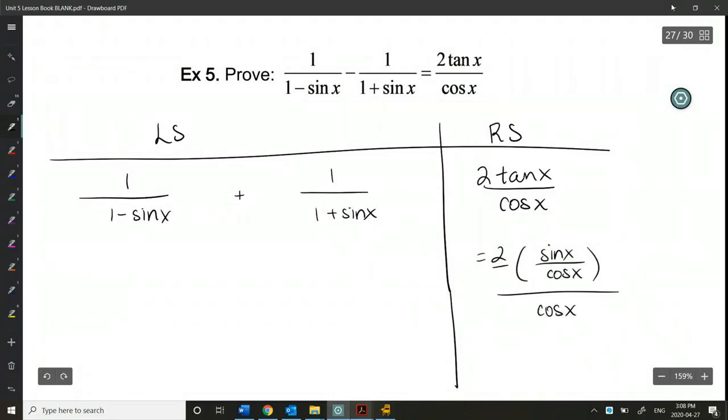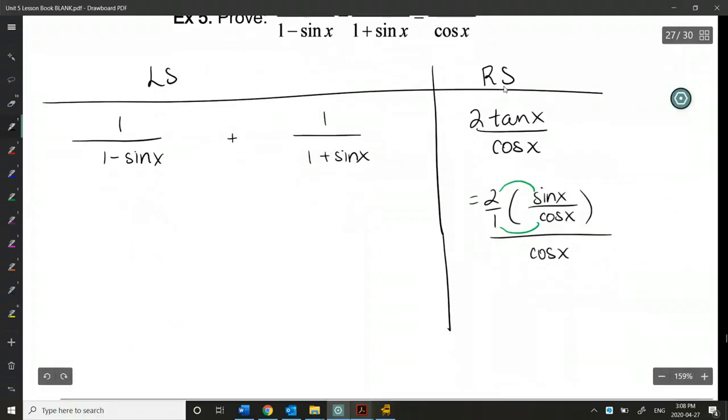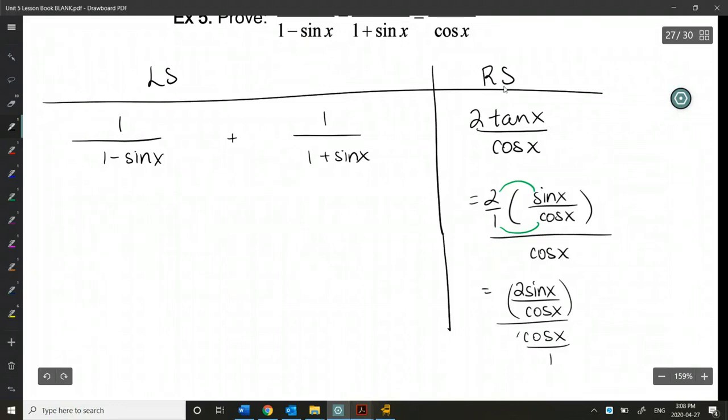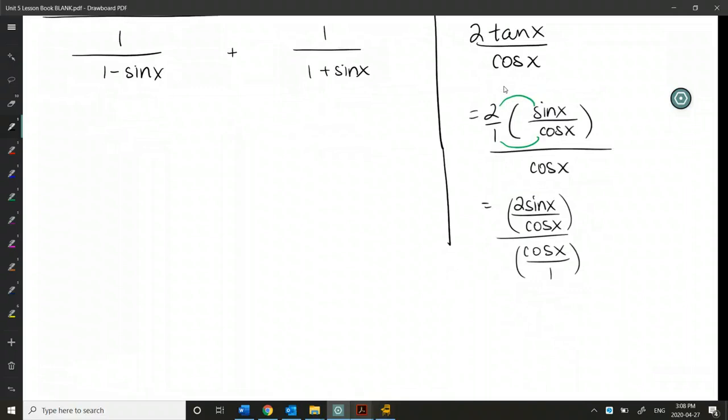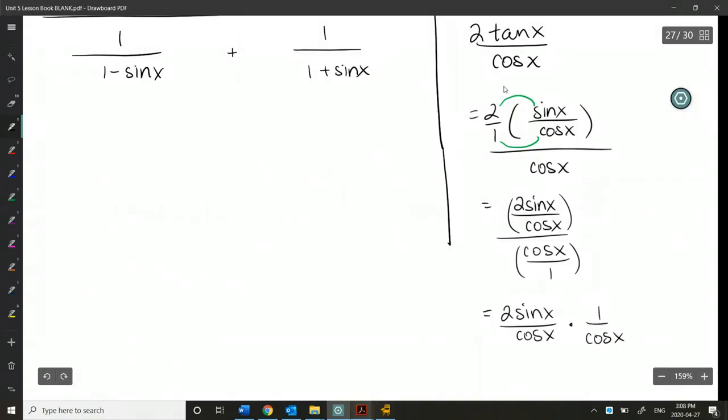And this is all over cos x. And remember, this is technically 2 over 1. So when I multiply this in, I'm multiplying 2 times sine and 1 times cosine. So let's get that top fraction simplified here. We'll have 2 sine x over 1 cos x divided by cos x. And this cos x technically has a denominator of 1. So when I divide fractions, I will take the bottom fraction and flip it and multiply it.